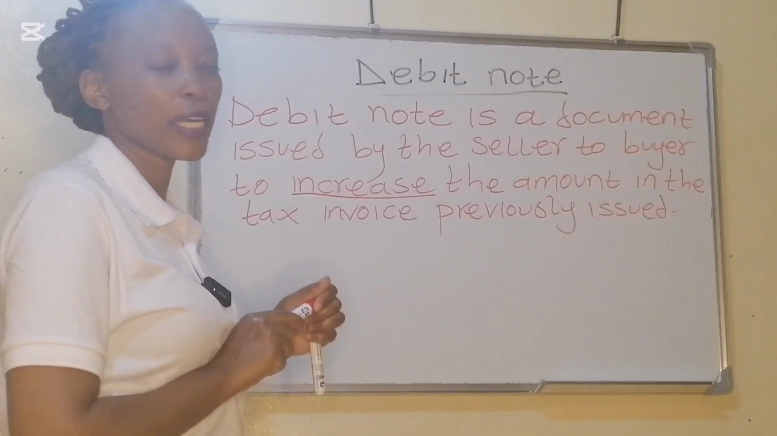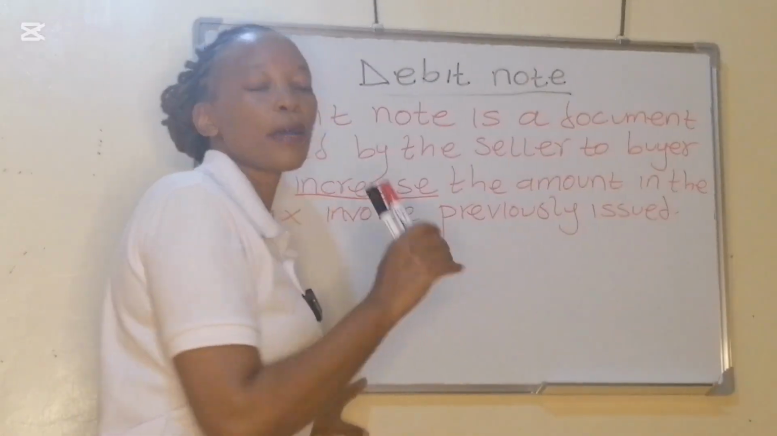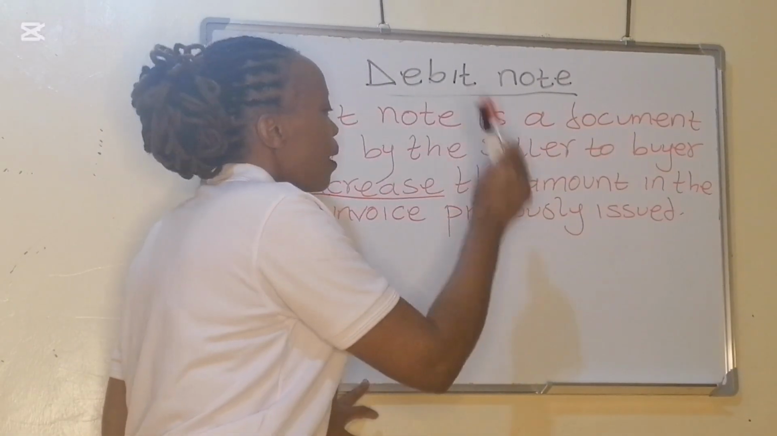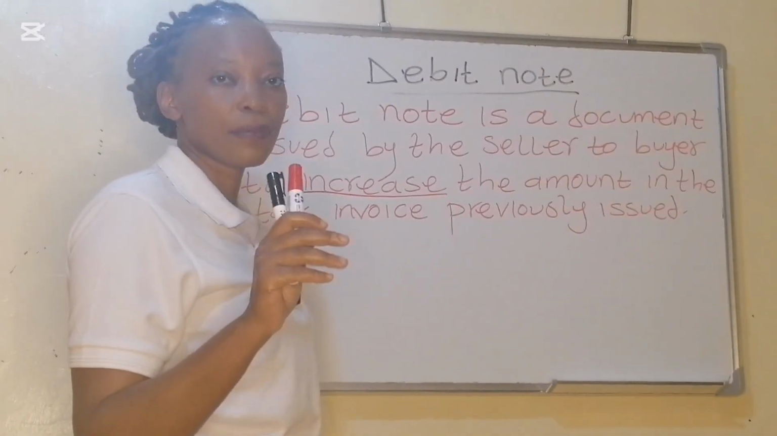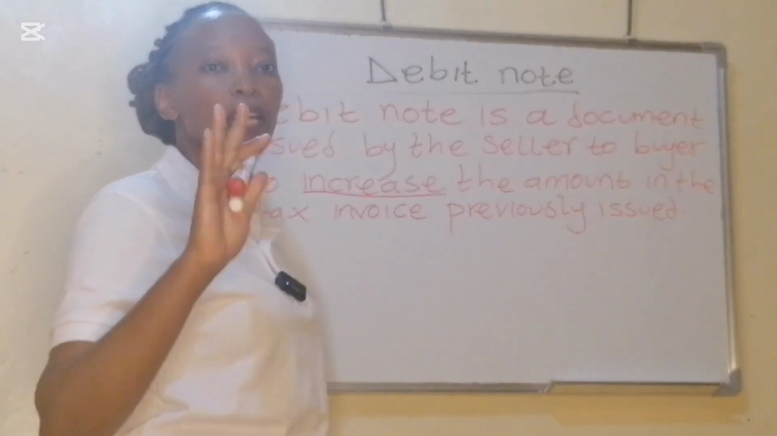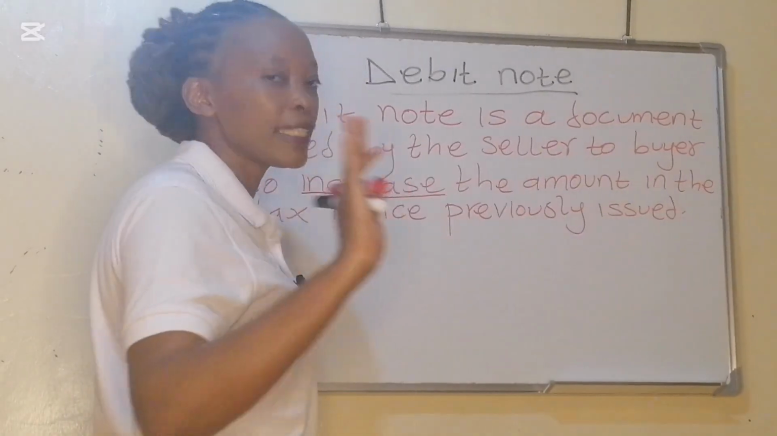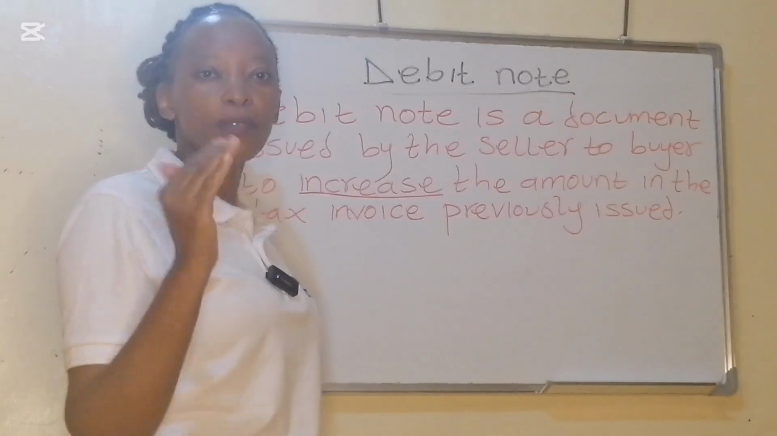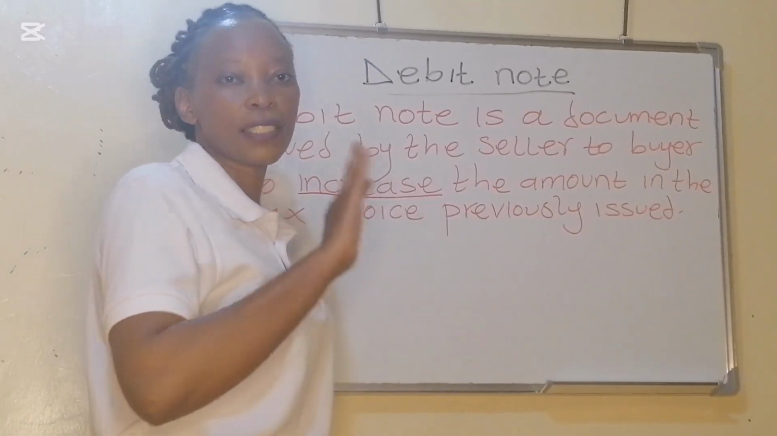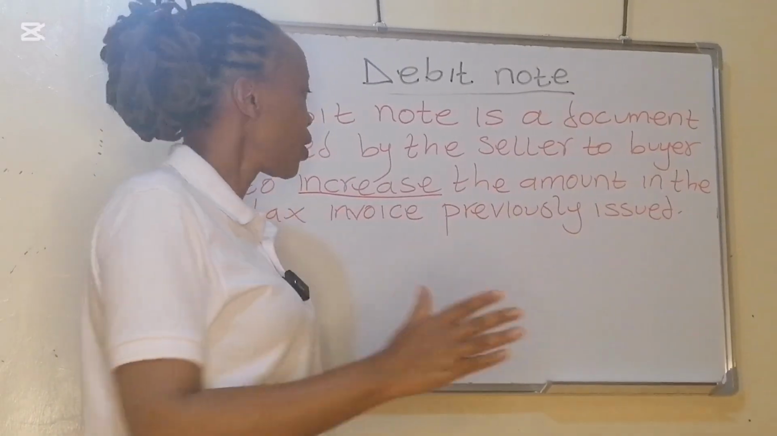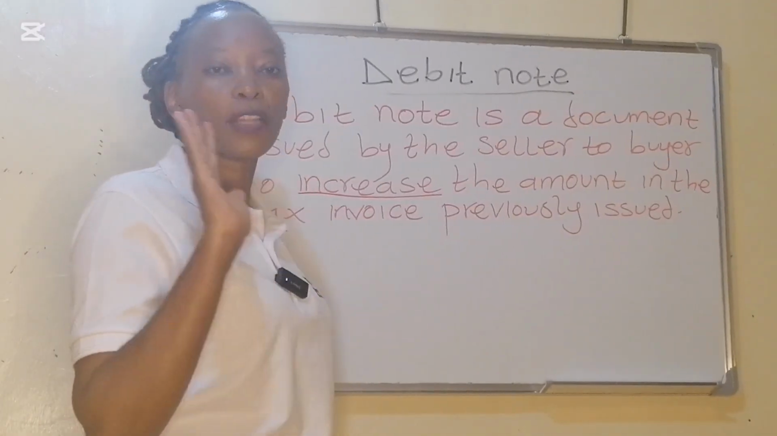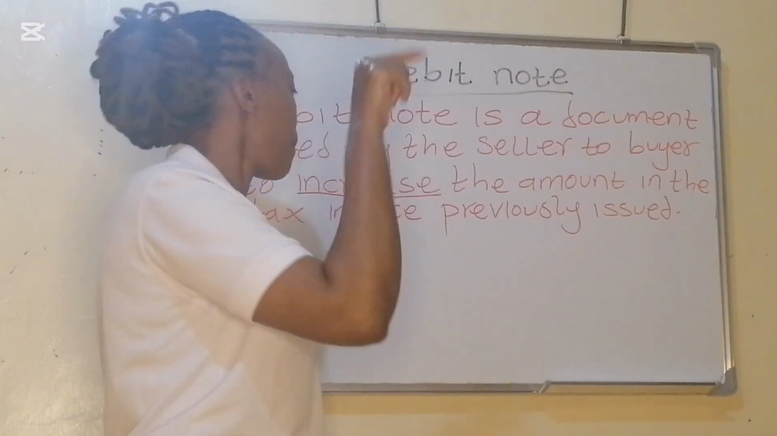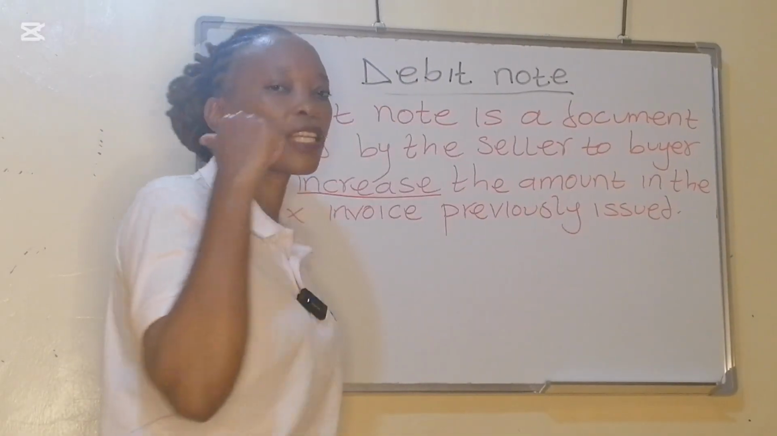Use this word. Okay, the work of a debit note is to increase the amount in the tax invoice previously issued. Because I told you the work of a credit note is to reduce the amount. Debit note, increase the amount. Credit note, reduce the amount. So the key word here for the definition is increase the amount. Debit note is used to increase the amount in the tax invoice previously issued.